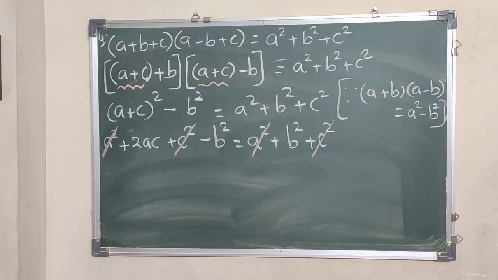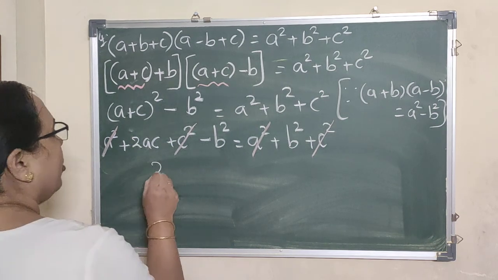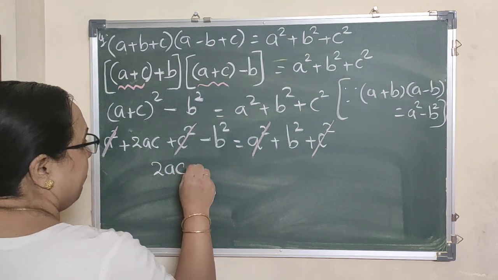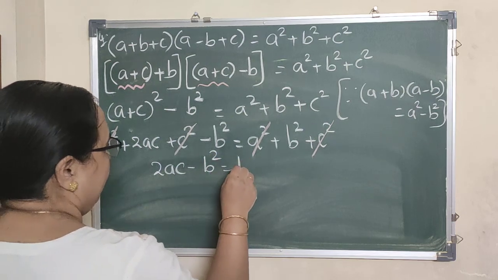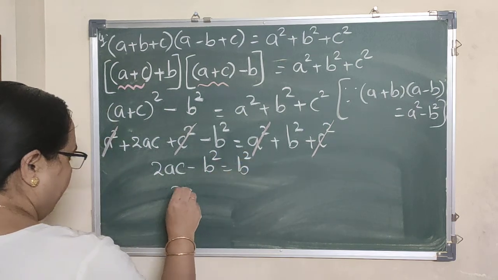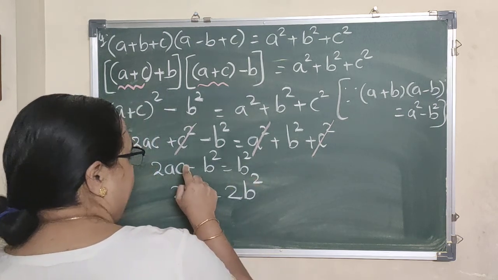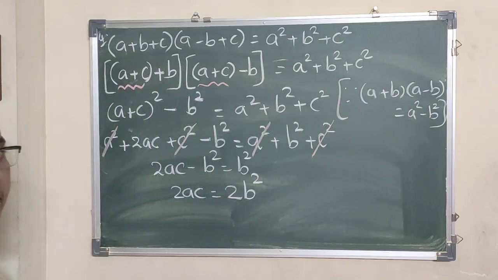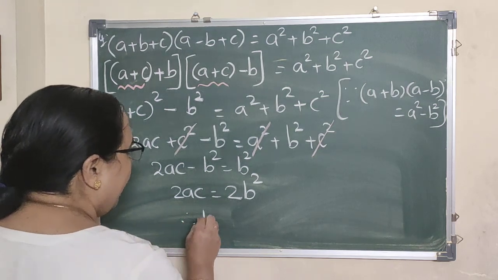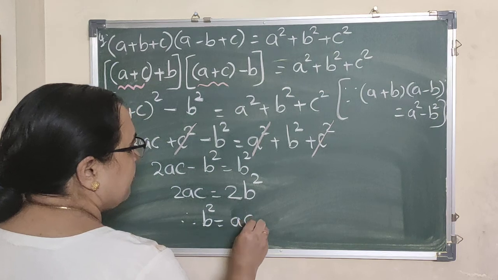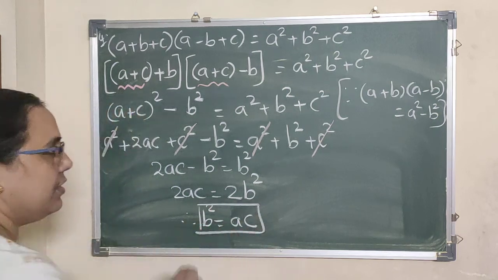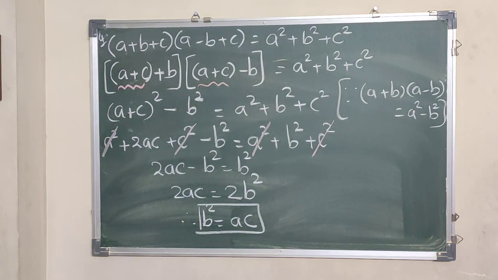So what are we left with? We are left with twice AC minus B square equals B square. Twice B square. Minus goes this side, becomes plus. So you have twice B square. Therefore, what do I have? B square is equal to AC. Therefore, A, B, C are in continued proportion.